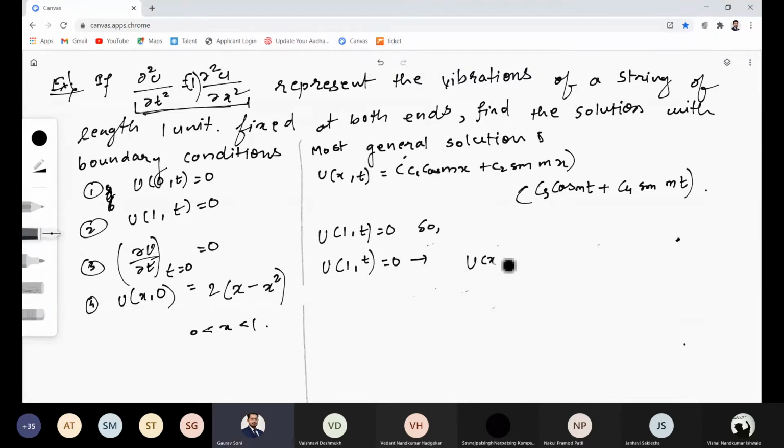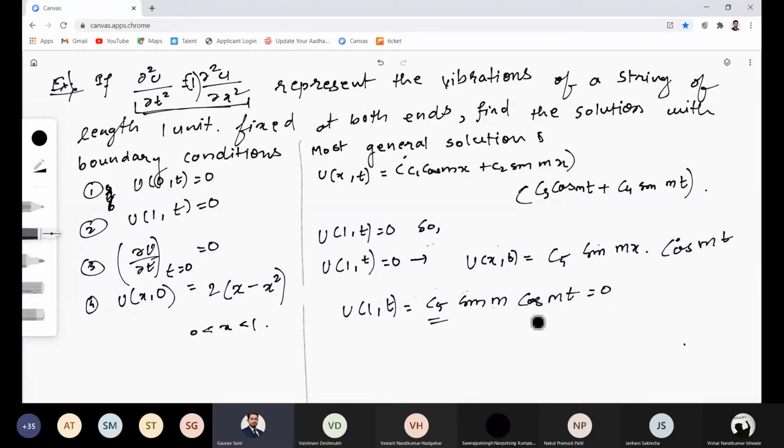So U of x comma t, what we have is C5 sin mx cos mt. So U of 1 comma t here will be C5 sin m cos of mt is equal to 0. Again, C5 and cos mt cannot be 0. Sin m is equal to 0, which implies that m equals n pi, for n running from 1 to infinity.